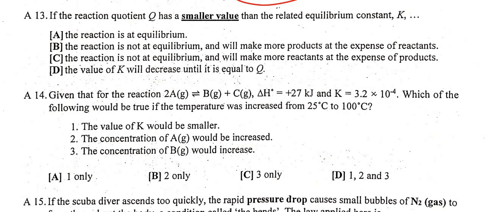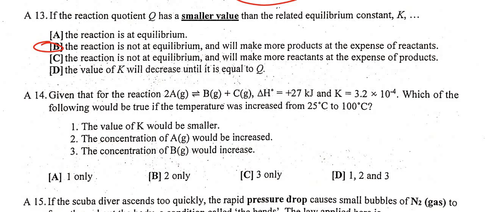Then number A13, they're saying if the reaction quotient has a smaller value than the related equilibrium constant, then what does it mean? The reaction is not at equilibrium, and there are more reactants than products. Yeah, so here the answer is going to be B, right? Yes. Then number 14.